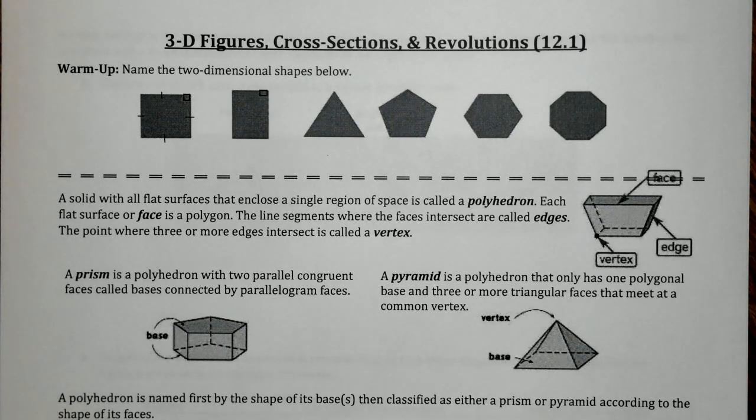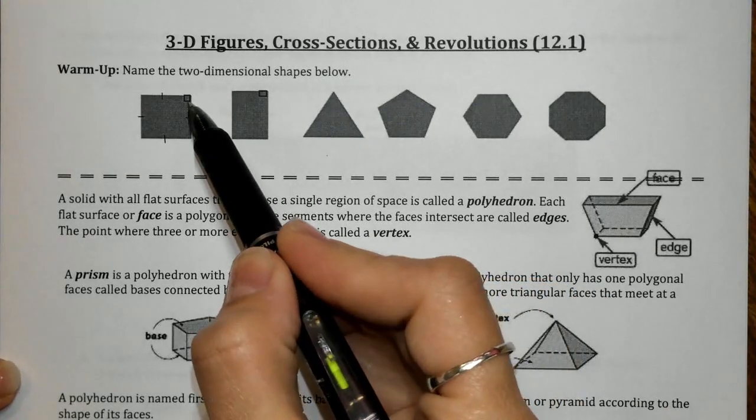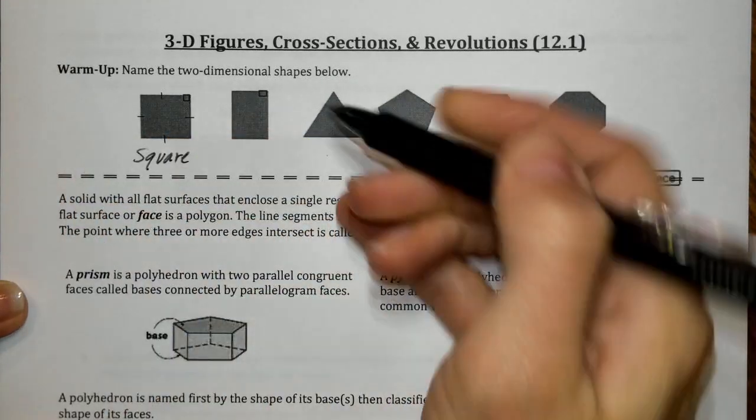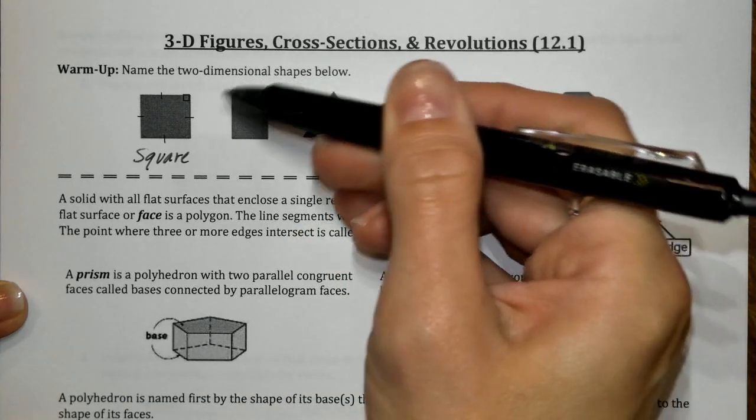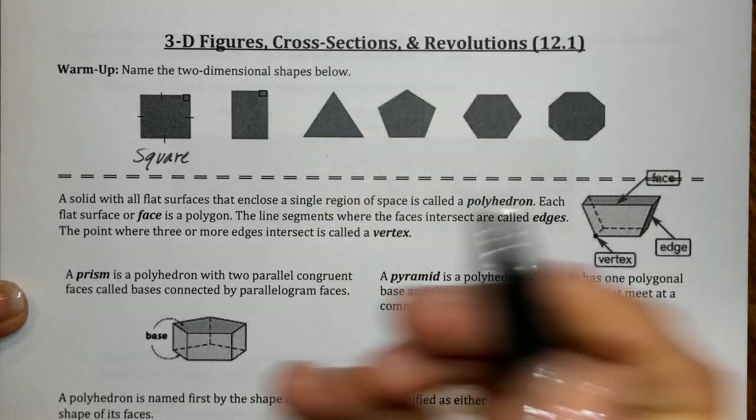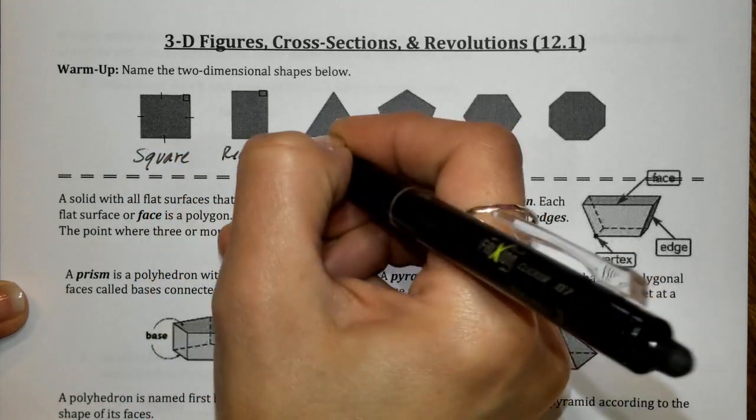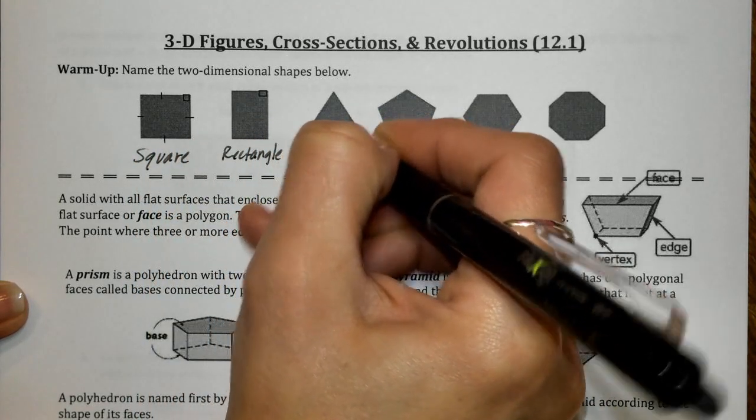The first one, we see these 4 congruent tick marks as well as 90 degrees, so this is going to be a square. Your next one has 4 sides, the 90 degrees, but it does not have 4 congruent sides, so this is going to be a rectangle. I think we all know the next one's a triangle.